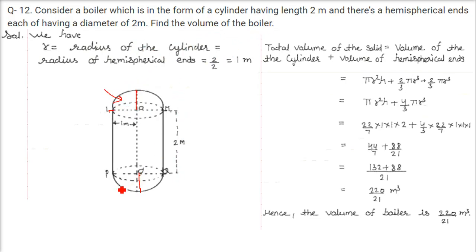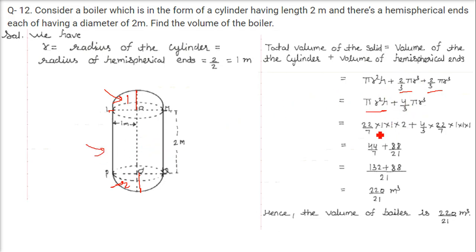So we have to take this part, and these two parts are exactly similar. The volume for the first and second part is 2 by 3 pi r cube. So 2 by 3 pi r cube, 2 by 3 pi r cube, that is 4 by 3 pi r cube. And how about this cylindrical part?